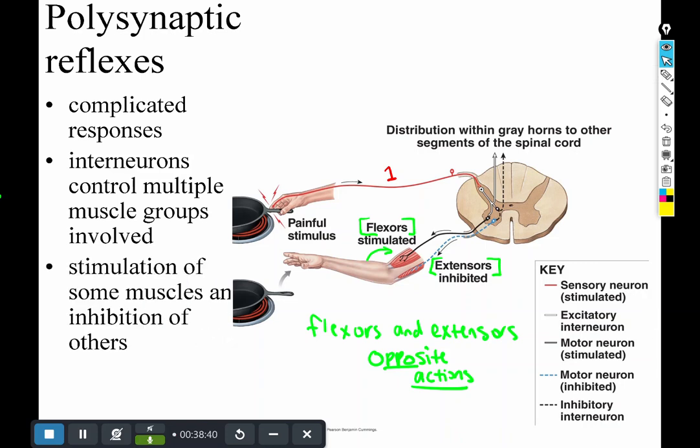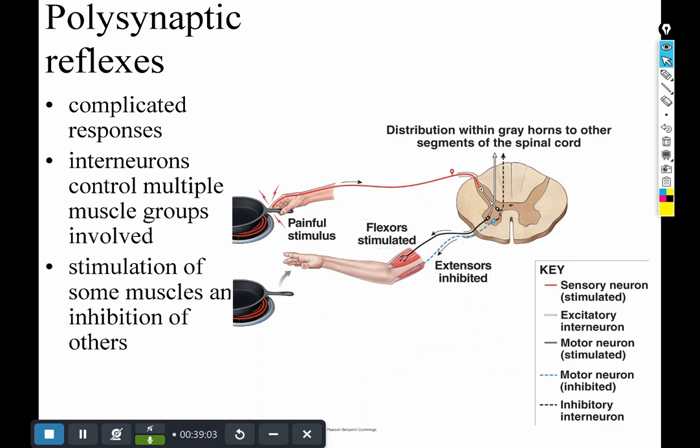So this is a simple example of that, where all of this is occurring in the same limb, but the result is let go of the pan, bend our elbow, get our hand away from the hot thing. Meanwhile, we have our extensors inhibited, and that is basically just preventing our triceps from firing at the same time. So this is a flexor reflex.